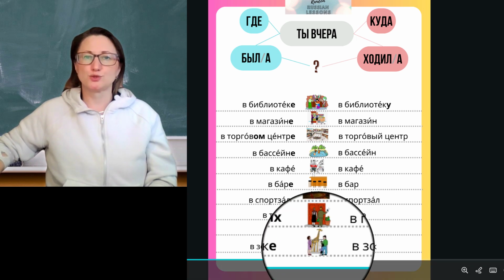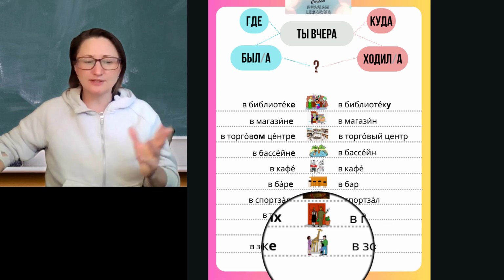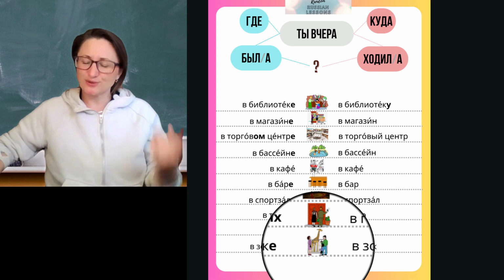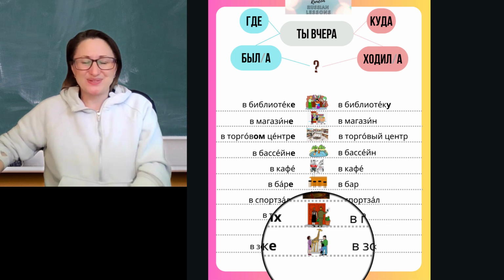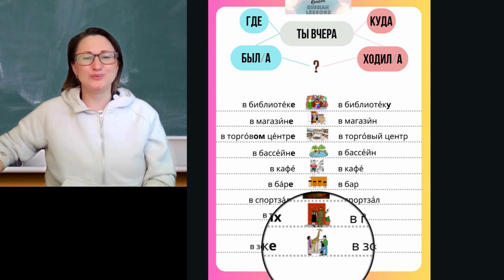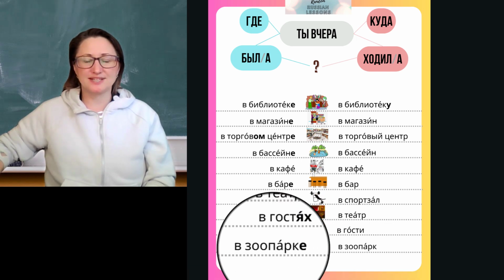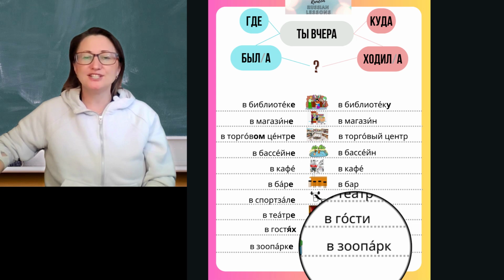And finally, we have the zoo. I don't know why, but in a lot of textbooks they include the zoo, even though in reality we don't go there that much. Although I do go there with my kids quite often. We love the zoo. Мы любим зоопарк. Okay. Вчера я была в зоопарке. Я ходила в зоопарк вчера.